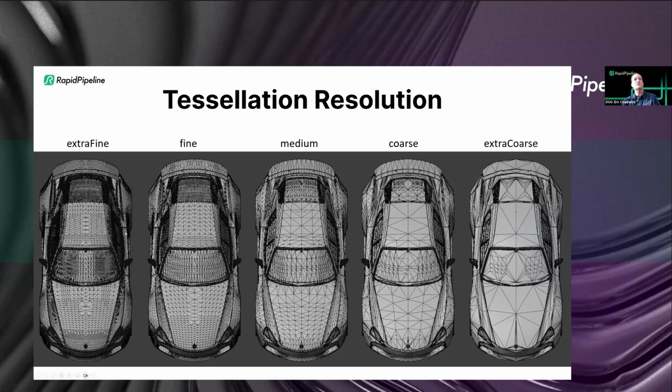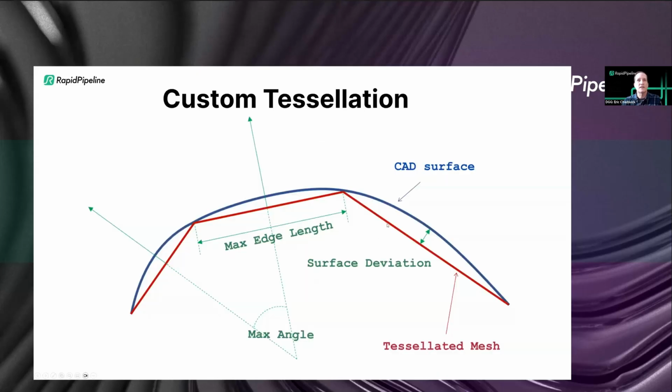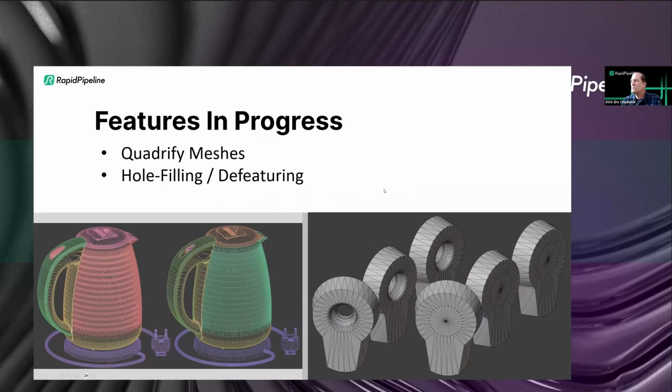So we talked about the resolution, right? And these are examples of that. And we talked about custom tessellation. So you can choose to go even finer or even coarser if you want based on your surfaces. And then we have some cool features that are in progress, which are really exciting to see. Now, this software, RapidPipeline, is continually being developed, and we listen really closely to our customers and what they want.